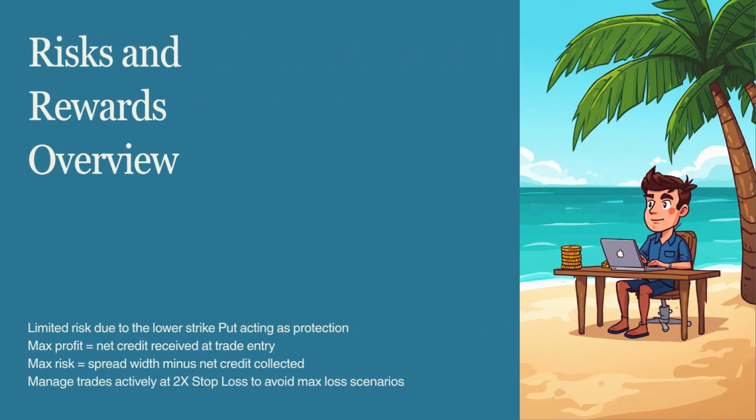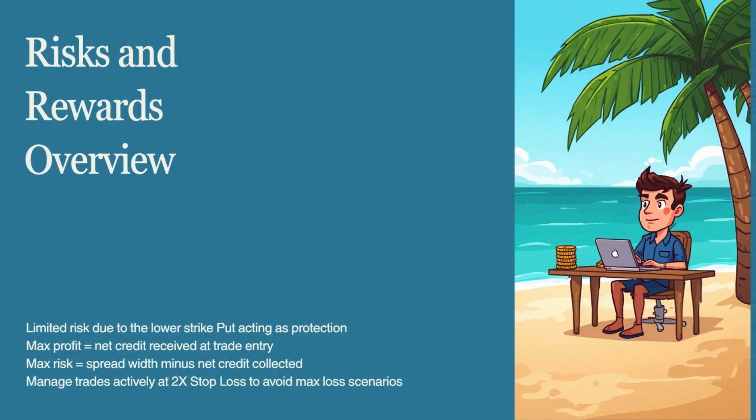It's important to understand these big picture concepts, risk versus reward. So what we're doing is we have limited risk because we have that put as protection that we bought. So that defines our boundaries. It defines our max loss. And the max profit is defined as the net credit received at the trade entry. So the most money that you're going to make on that trade is what you receive upon opening the trade. Managing that trade at a 2x stop loss or 200% loss is going to help us from the really big losses that blow out our account.